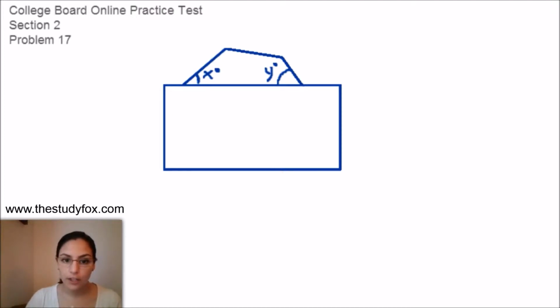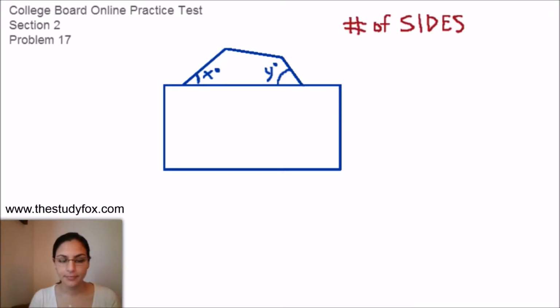Okay, so I've drawn our figure here on the whiteboard, and I first want to call your attention to the question that is being asked in this problem so that we can keep our focus as we solve the problem. The question is, how many sides does the polygon have? So let's write that down just to remember what we're solving for. Okay, so we have number of sides.